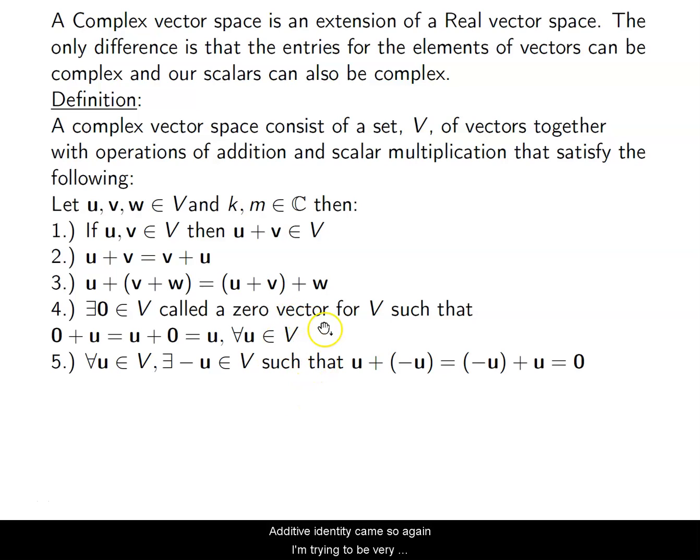Okay, so again, I'm trying to be very technical here because we've gone over this before. This is a review. We're just extending this idea, so I figure I can be a little more technical here. So my additive inverse, when I add it to a vector, will get out my additive identity. The additive identity is the zero vector.